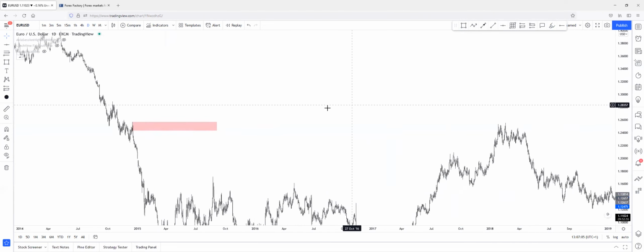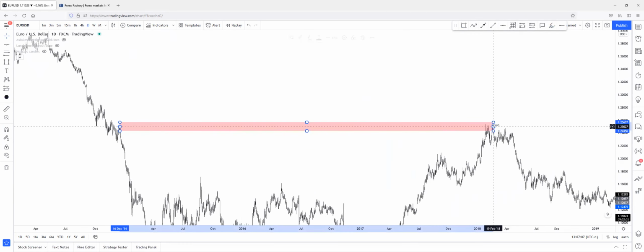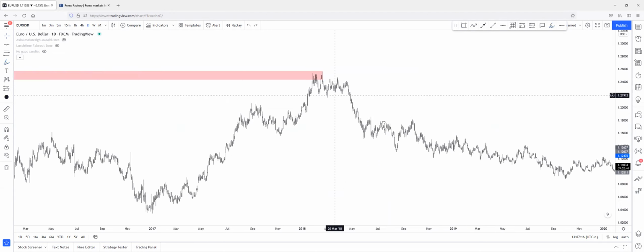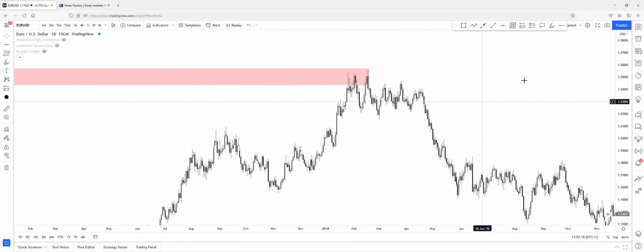I will just delete this line and extend this zone. As you can see, price reacted on this supply zone. Actually, price created a change of character on the daily chart here, change of character, reaction on that supply zone that changed character to the downside. I will zoom in and you will see that much more clearly.